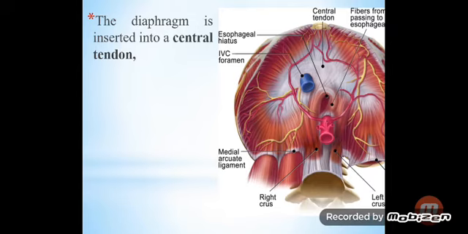The diaphragm is inserted into the central tendon. So this is the origin, but the insertion is in the central tendon. As you see, this white region, imagine that if you look at the diaphragm from the lower side, from the side of the abdomen, you will see this figure. This white shape refers to the central tendon. It has the shape of 3 leaves.